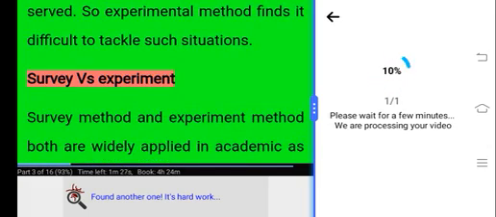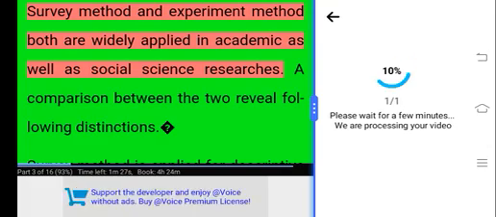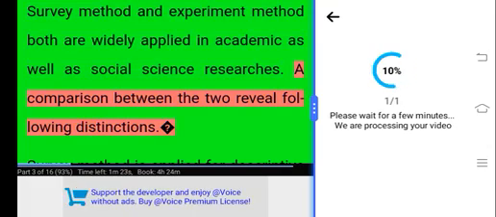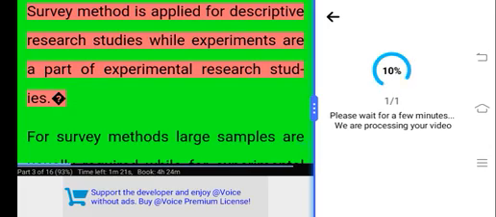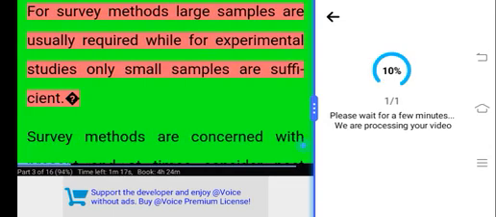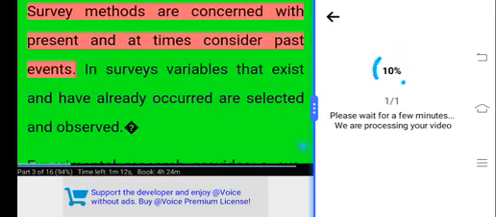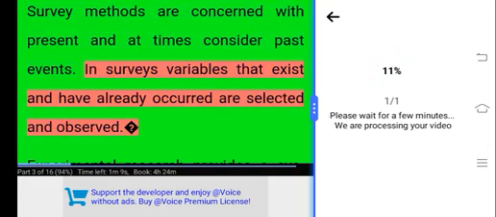Survey versus experiment. Survey method and experiment method both are widely applied in academic as well as social science researches. A comparison between the two reveals following distinctions. Survey method is applied for descriptive research studies while experiments are a part of experimental research studies. For survey methods, large samples are usually required while for experimental studies only small samples are sufficient. Survey methods are concerned with present and at times consider past events. In surveys, variables that exist and have already occurred are selected and observed.